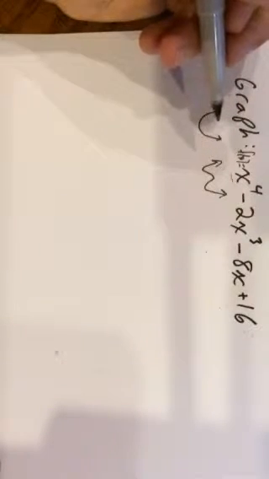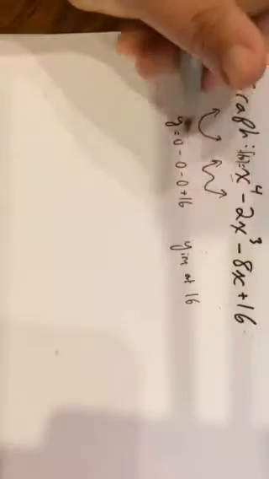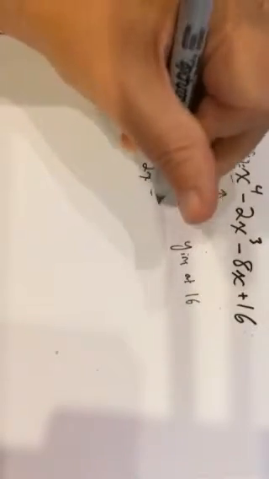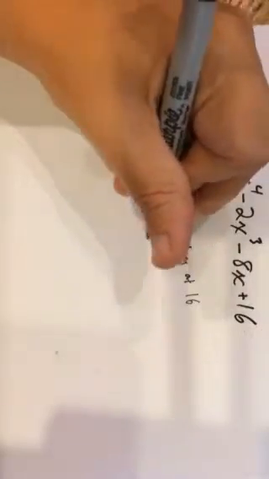Okay, so let's try to find intercepts so I can get an idea of where it lies on the graph. So I'll put in 0, so I'll get y equals 0 minus 0 minus 0 plus 16. So I have a y-intercept at 16. Now do 0 for y. So 0 equals x to the 4th minus 2x cubed minus 8x plus 16.